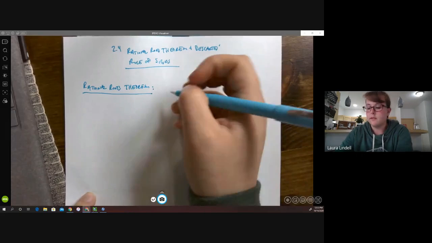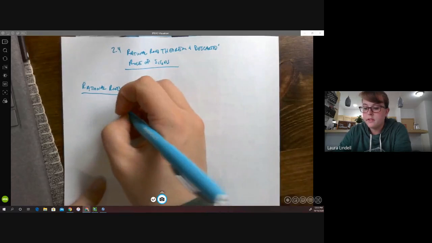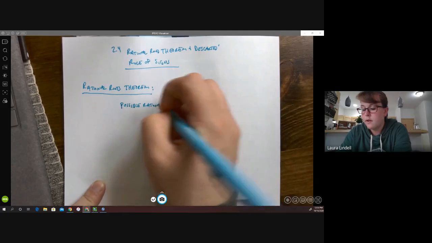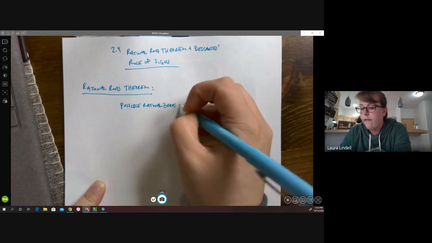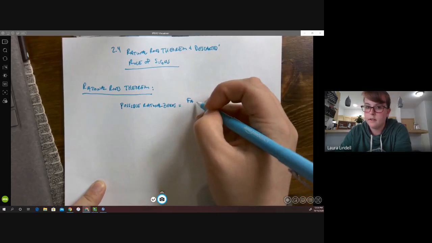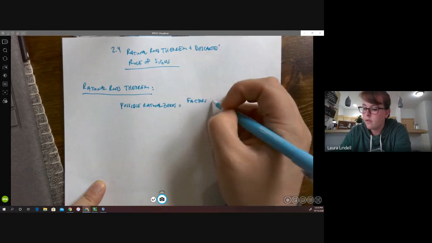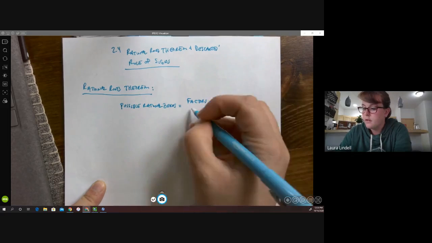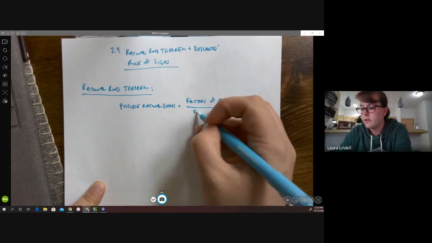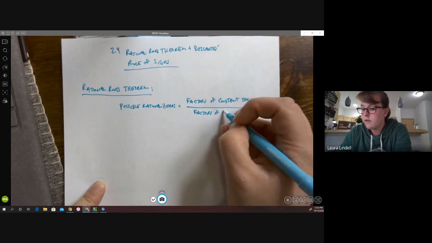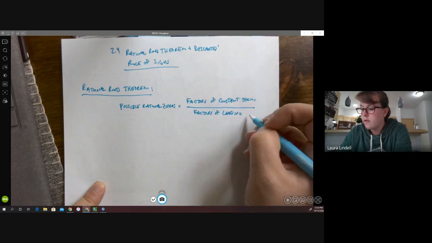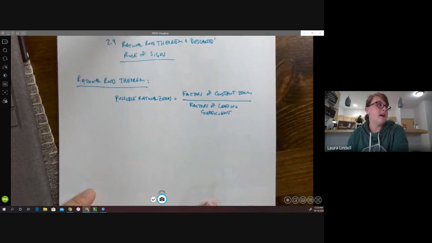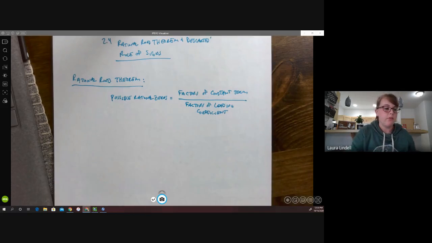Okay, so the rational roots theorem says that the list of all possible rational zeros is equal to the factors of the constant term divided by the factors of the leading coefficient. So it's the factors of the constant term divided by the factors of the leading coefficient.